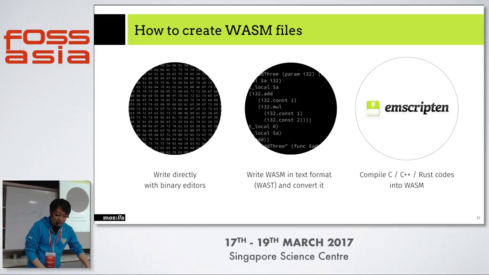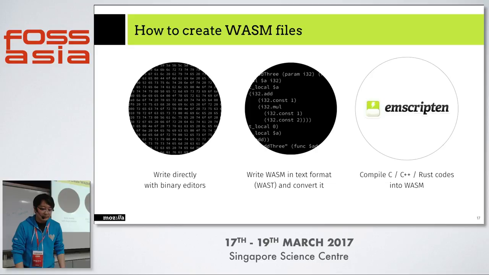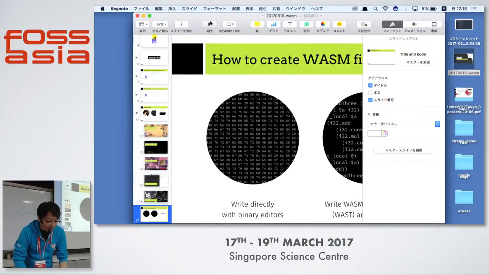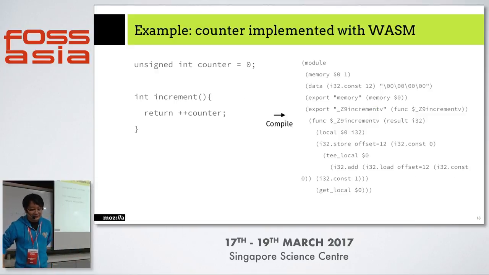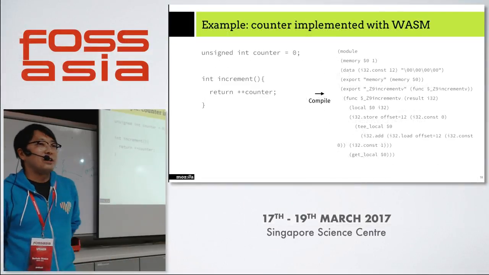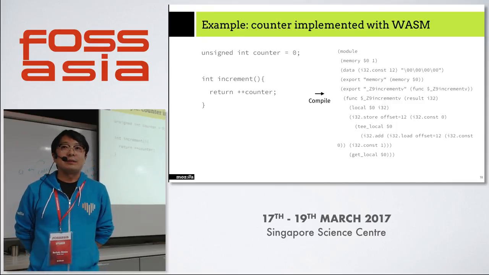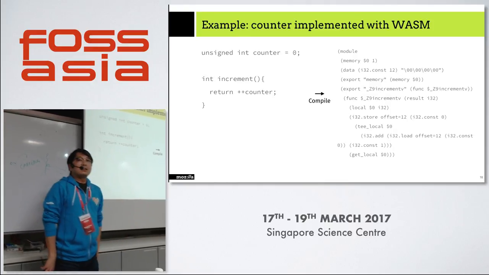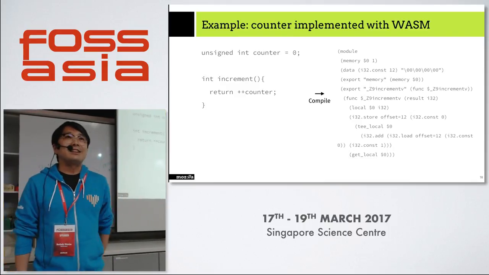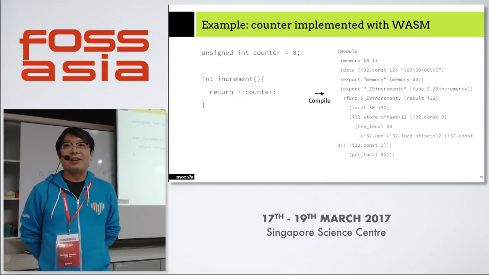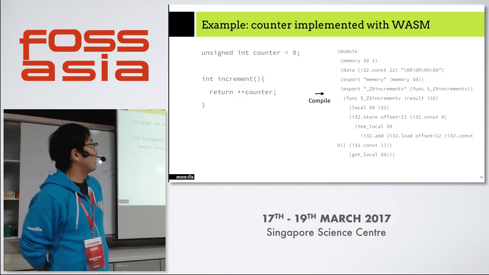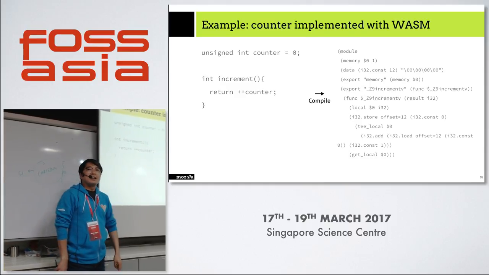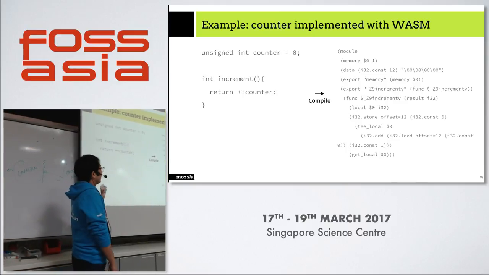So before entering the details about the specs, I will demonstrate how to implement a counter with WASM. I will start with C code, just very simple C code. The state holds the state of a counter, and we have one method, increment. It counts up.